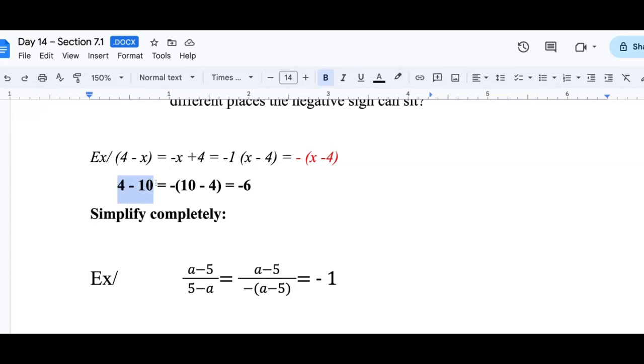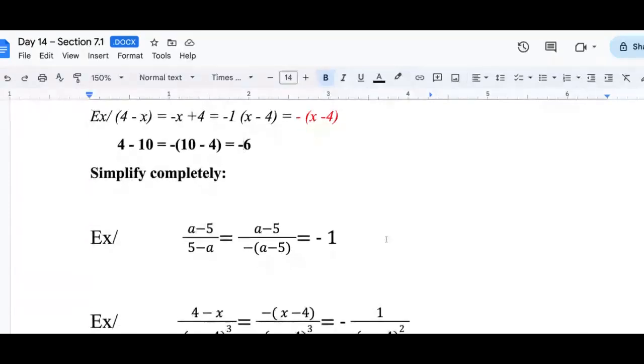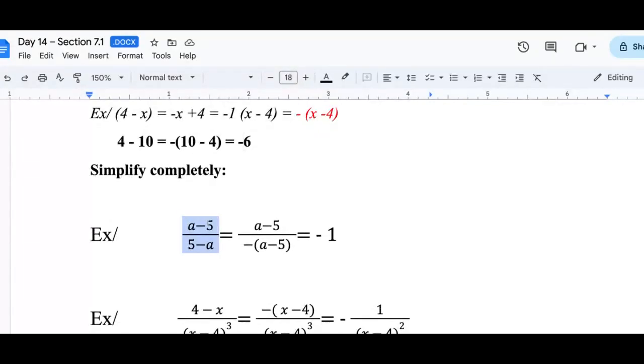So 4 minus x is negative x minus 4, okay? Give me an example, 4 minus 10 is negative 10 minus 4, which is negative 6, right? Let's see here, numerator is 8 minus 5, denominator is 5 minus 8. And now we know 5 minus 8 is negative, parentheses 8 minus 5. So one is a positive term, one is a negative term, so that equals negative 1.